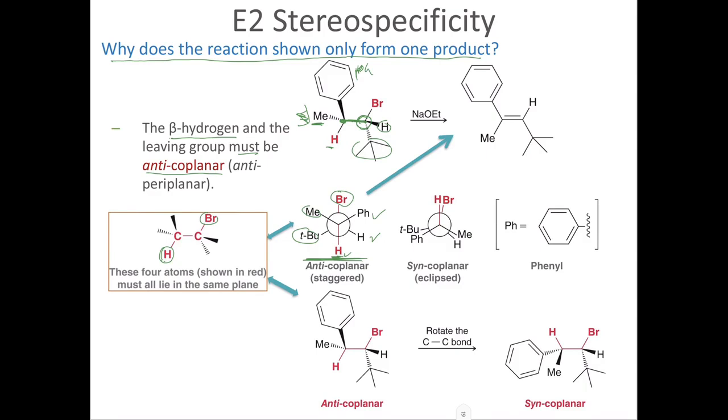When you look at the anti-coplanar arrangement, the bromine and the hydrogen are on the same plane. One of them is up, another one is down. So this kind of arrangement allows for elimination to take place. If we have a base, the base is going to remove that proton, the electrons go there, and we kick out the leaving group. So the arrangement here is important. Those four atoms need to be on the same plane.